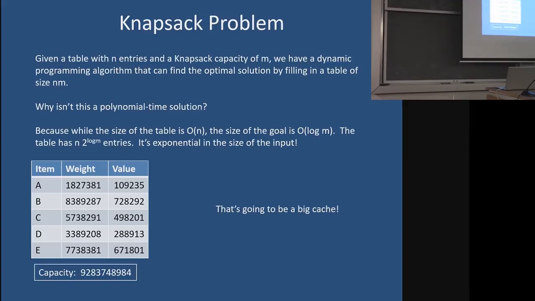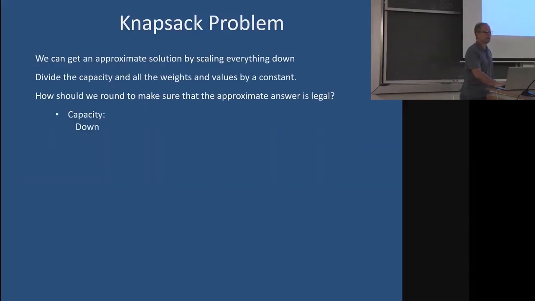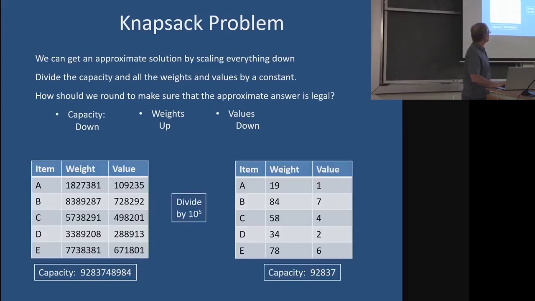What should we do about the values? Turns out we want to round them down. So we want to guarantee we're doing an underestimate, not an overestimate. So we'll make the weights bigger. We'll make the value smaller. We'll make the capacity smaller. We'll round down. So let's go do this. Okay, that's what we just said. So there's that, and there's divide by 10 to the fifth. There's a simplified problem. We get 19 because we rounded up for the weights, and we do that consistently. The values get rounded down, and the capacity got rounded down.